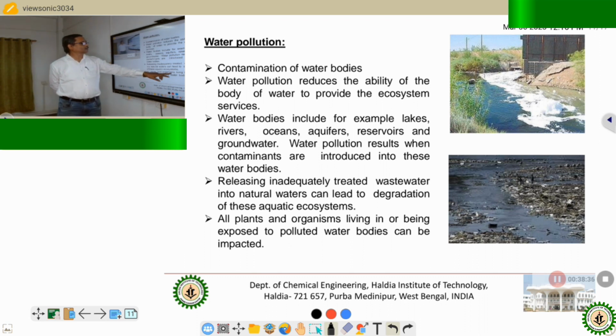All plants and organisms living in or exposed to polluted water bodies can be impacted. It means living beings, or even plants, are also affected if they take this type of polluted water from the ground.